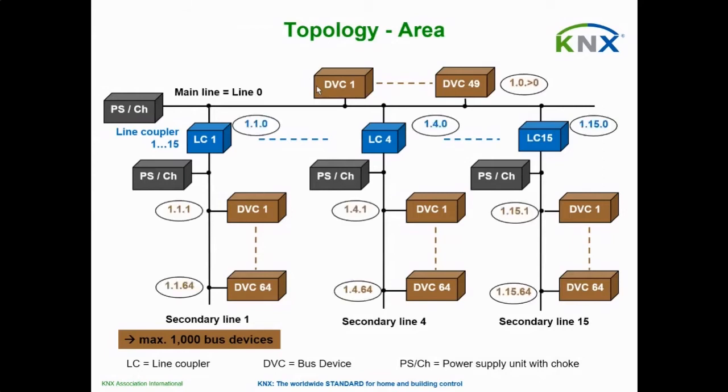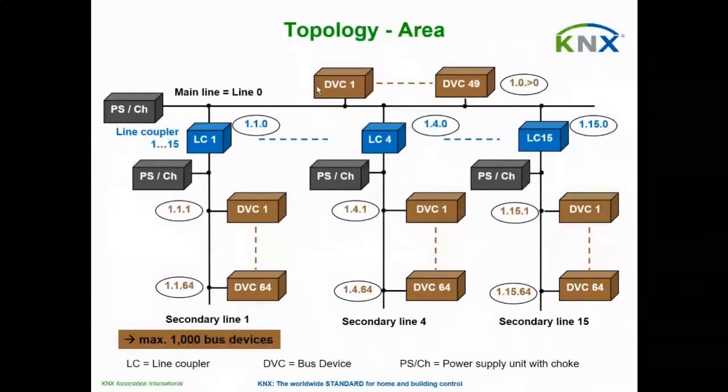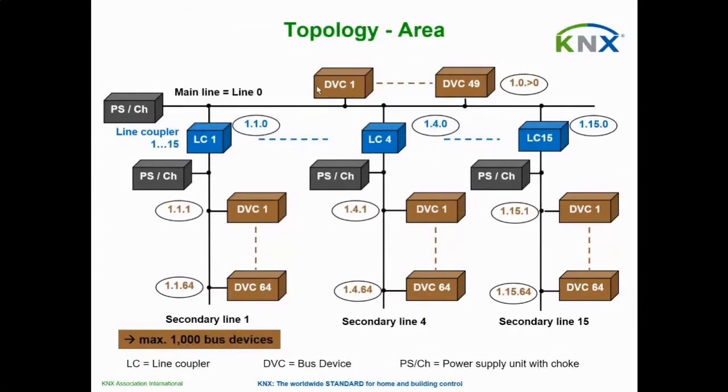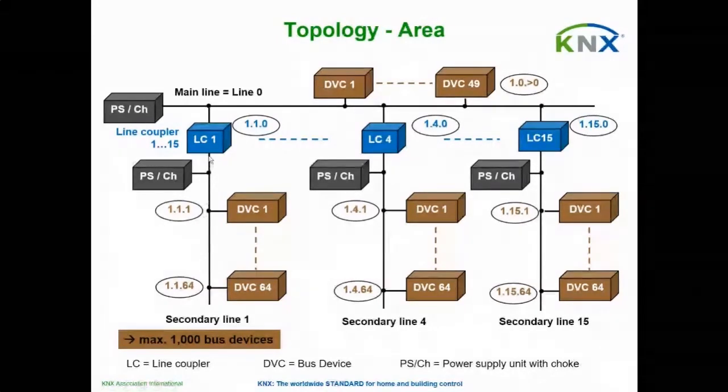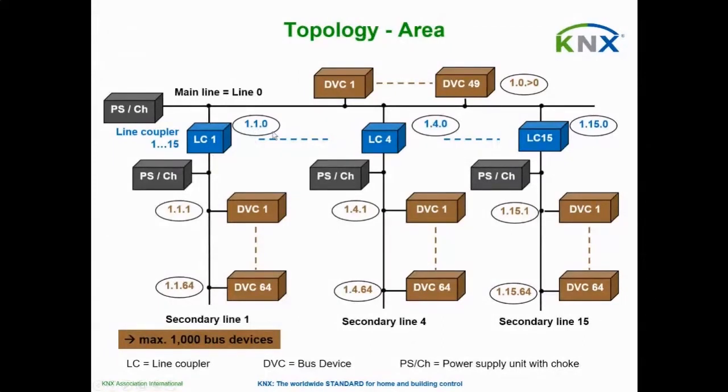And again, all the devices on this network will have their individual addresses. So there is sort of a trick to this. We are now in area one, so of course, the first digit, being our area digit, is always going to be one. The second digit is the line, and the third digit is the device on the line. Looking at line number one, you can see that we have line coupler 1.1.0. The line coupler on a line will always have address 0. Every other device after that is from 1 to 64. No matter what we want, this is where it will be. And you can see for all the different lines, we follow the same thing.